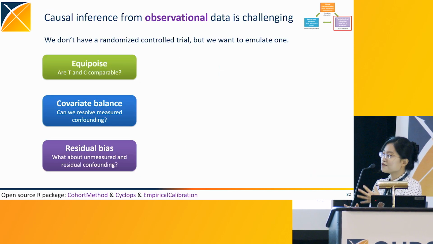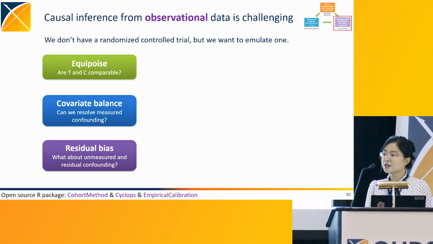So let's move away from the cartoon alternative universe thought experiment and talk about what OHDSI does, what kind of tools OHDSI provides in terms of making causal inference happen when we use observational data. So I think the central mission here is that we don't really have access to a randomized controlled trial. So we want to try to emulate the features of a randomized controlled trial using observational data.